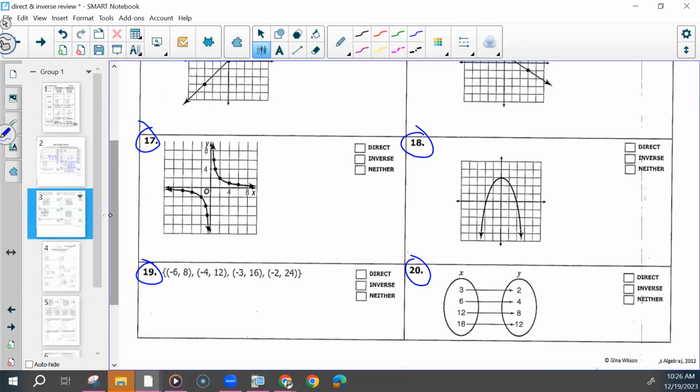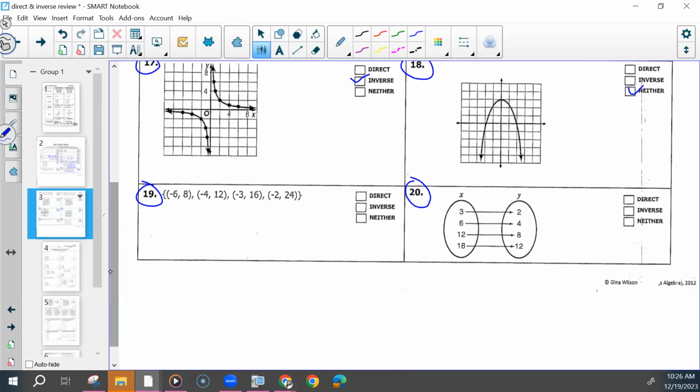So 17, is that direct, inverse, or neither? Inverse. It looks like the hyperbola. That is inverse. 18, direct, inverse, or neither? Neither. It's not a line and it's not the hyperbola. It is neither.